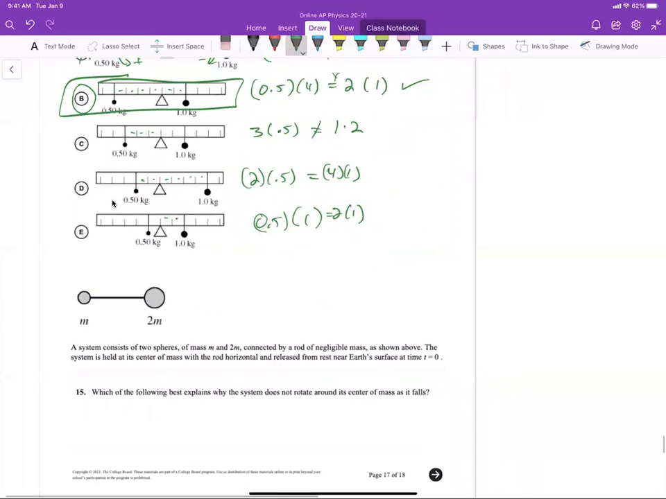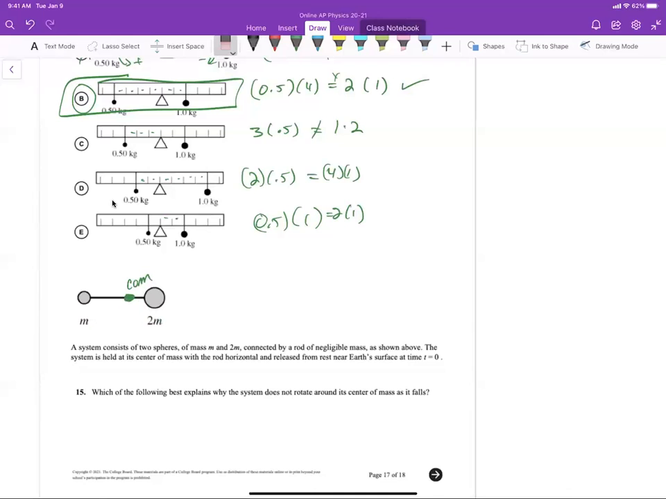Okay. A system consists of 2 spheres of mass m and 2m connected by a rod of negligible mass as shown. The system is held at its center of mass. We'll assume the center of mass is about right there. I'm holding it right there. What is the center of mass? Remember, it's the location at which the sum of all the torques that are created by the force of gravity is equal to 0. So there's no torque being created if I hold it right there. I can balance it. If I put my finger right there, it'll balance on my hand.